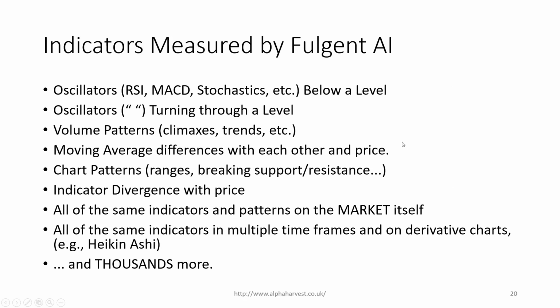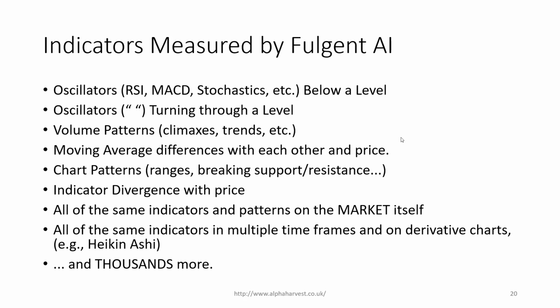So, for example, a little bit more detail, it uses a lot of the technical indicators like oscillators, RSI, MACD, stochastics, at certain levels and certain crosses and certain settings and how these relate to each other. It uses all the oscillators going through certain levels, volume patterns, climaxes, trends, etc., and how they all relate to the RSI, MACD, stochastics, and how they all relate to different type settings, moving average differences of each other's price and what setting, various time frames, and how those moving averages relate to all the other indicators at that particular time, at that particular setting, for example.